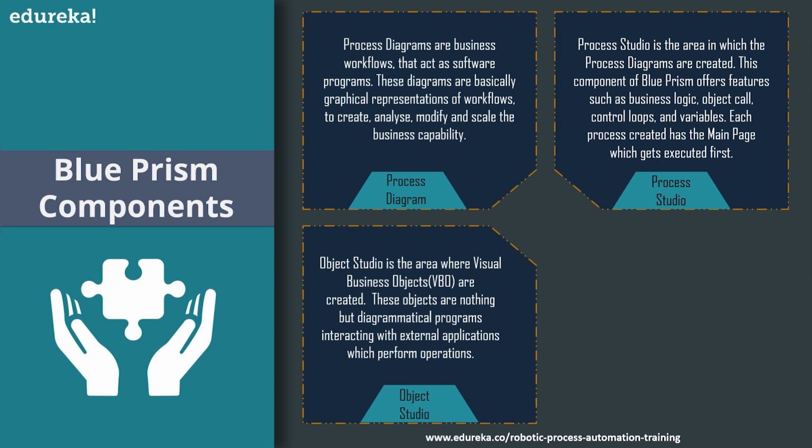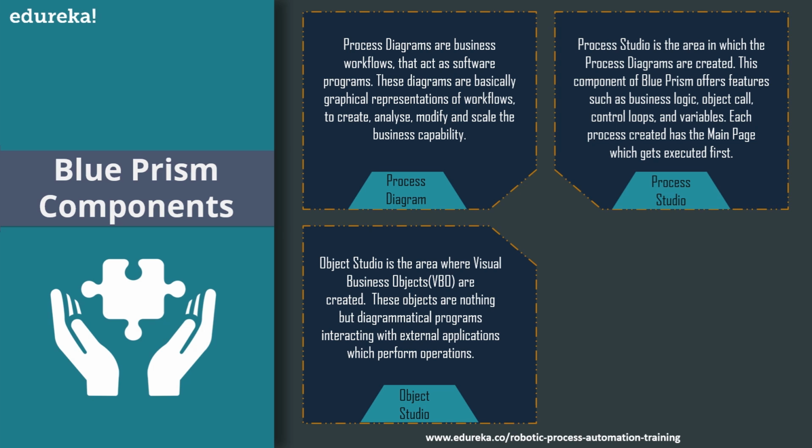Now, after that, moving on to the third component, that is the Object Studio. Almost all the enterprises need to have a communication with the external applications to automate the task. Well, since it cannot happen in the Process Studio itself, Blue Prism has a component that is Object Studio. So Object Studio is the area where basically visual business objects are created, and these objects are nothing but the diagrammatical programs interacting with the external applications which perform operations, right? So one business object provides an interface with only one external application.